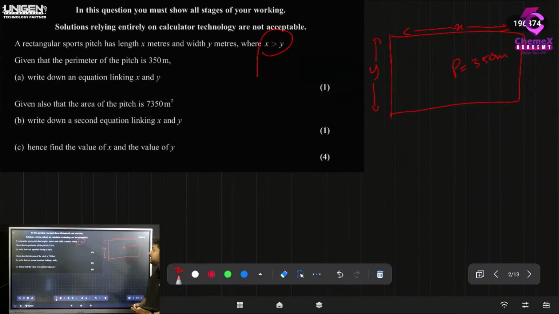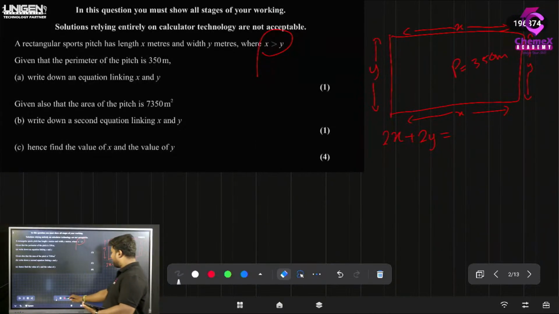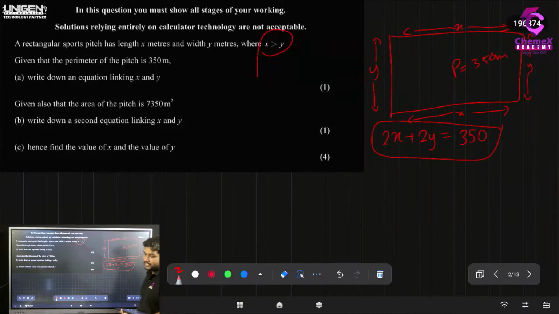How do you do this? So you know that 2x plus 2y is equal to the perimeter. This side is also y, this side is also x. So I can just equal this to 350. So that's the equation I can form from the perimeter. Next is write down the equation in terms of x and y. So done. Any doubts here?